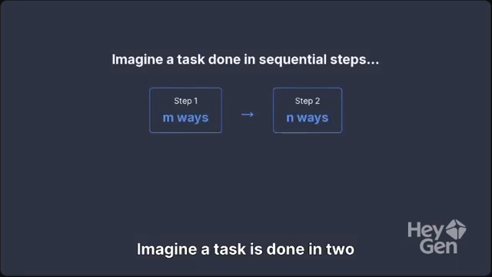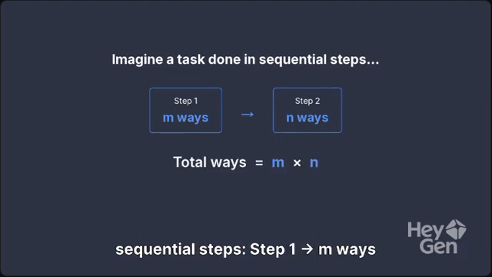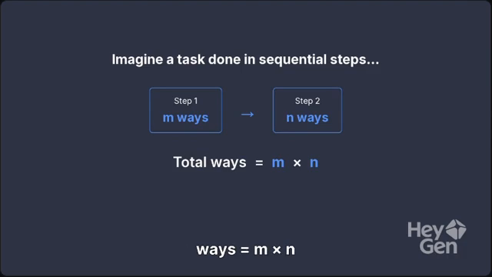Imagine a task is done in 2 sequential steps. Step 1, M ways. Step 2, N ways. Then total ways equals M times N.